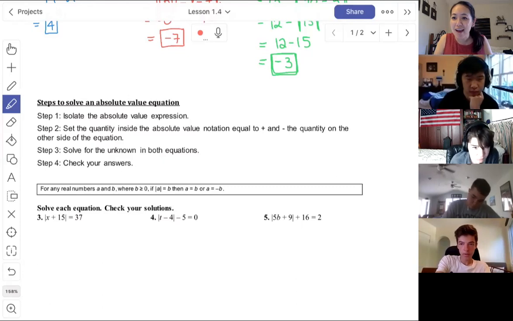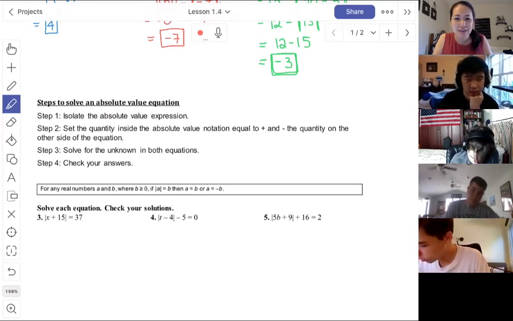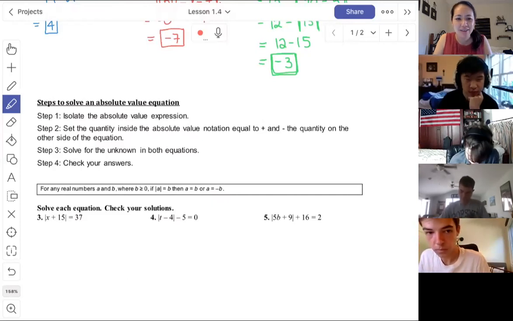So step 1, isolate the absolute value. Step 2, you're going to set whatever is inside the absolute value to the positive and negative of what's on the right-hand side of the equal sign. That'll make more sense once I show you guys an example. Step 3, solve both equations. And step 4, check your answers.